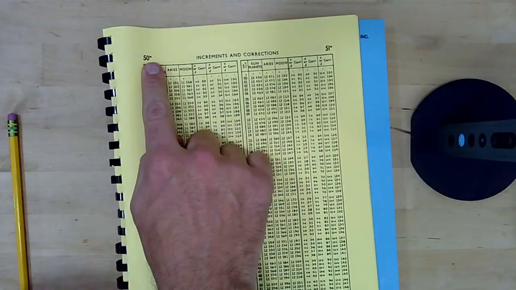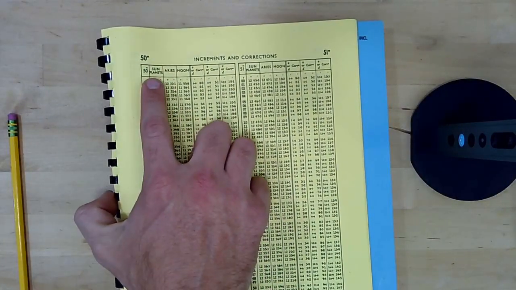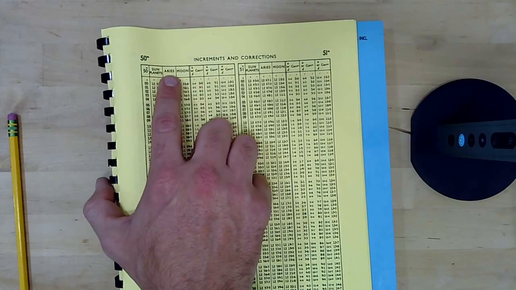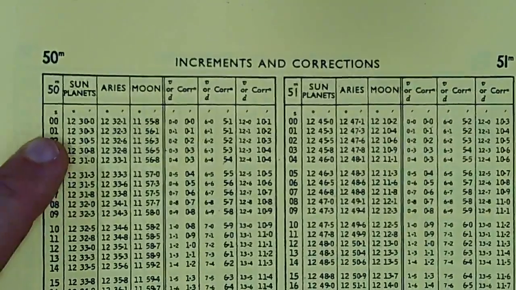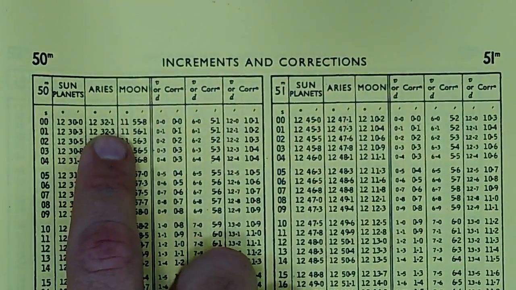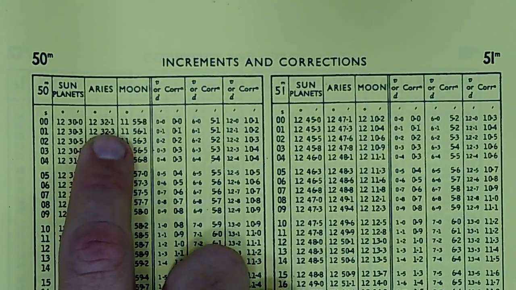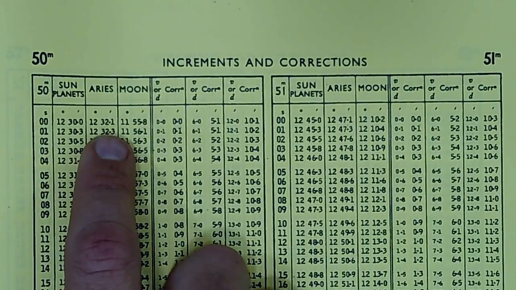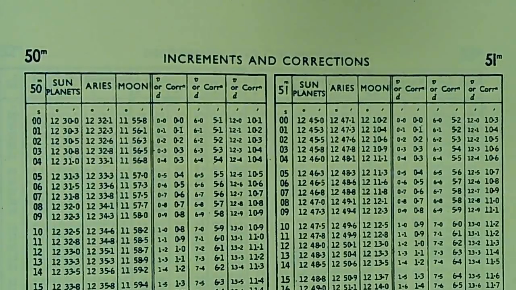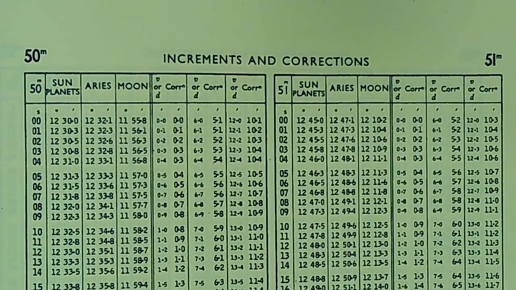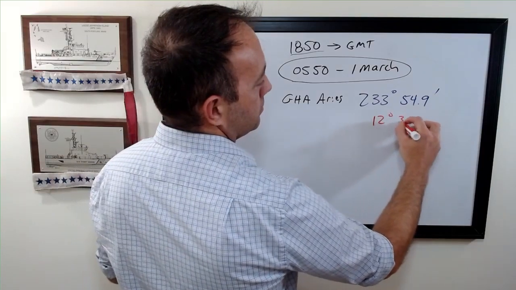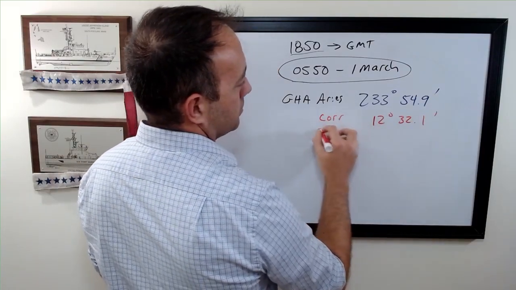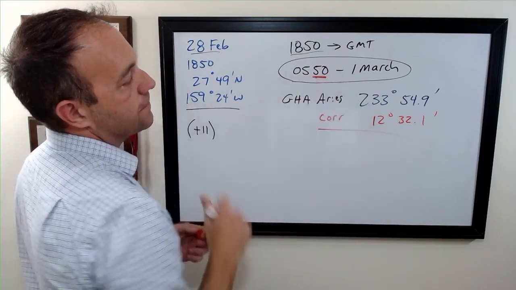So here's 50 minutes. And here's the sun, the planets, here's the moon, here's Aries, right? It doesn't talk about any type of seconds, so we're just going to look at 50 minutes and 0 seconds. So the correction is 12 degrees, 32.1. And it's always added. You're exactly right there. So 12 32.1 is our correction. That correction just accounts for this 50 minutes left over.